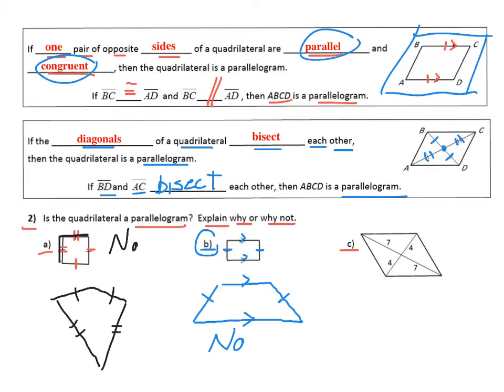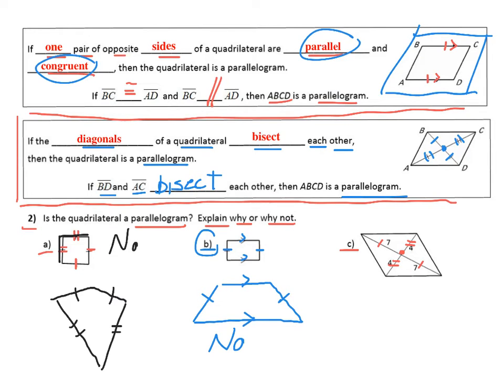As for C, it looks like my diagonals are marked. So we have 7 and 7, and then we have 4 and 4. In this case, I'm using this last property that we highlighted in the notes. The diagonals bisect each other, so yes, it is a parallelogram.